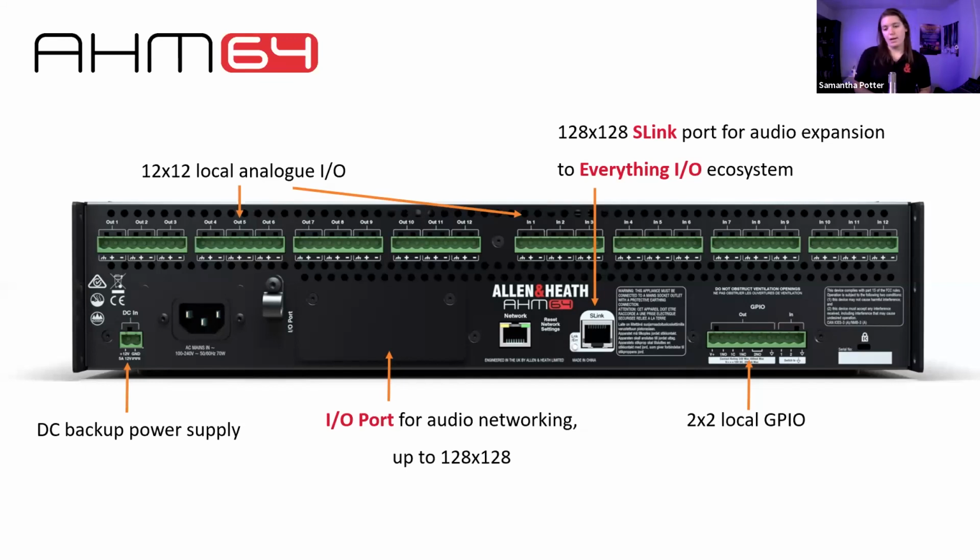And then down at the bottom right, we have our 2 by 2 local GPIO. And we've got our DC backup power supply, which can be running at the same time as the AC. So in case of power failure, we can switch over to DC.